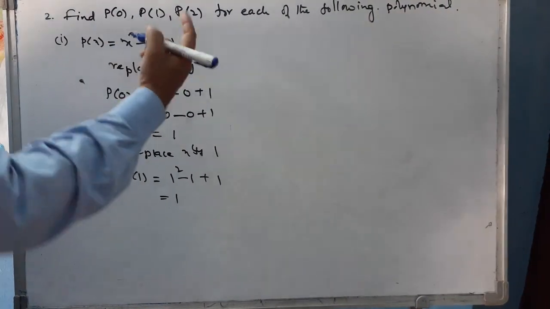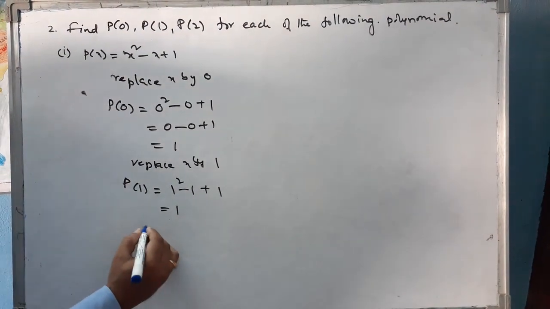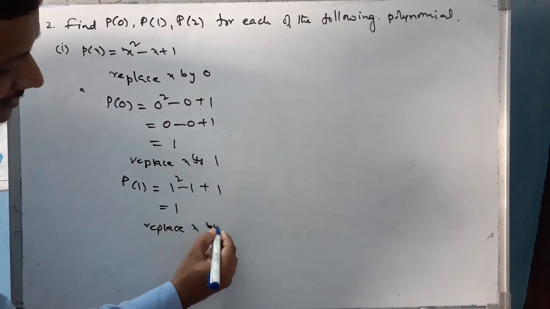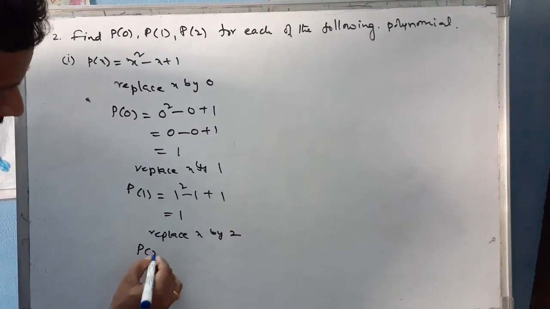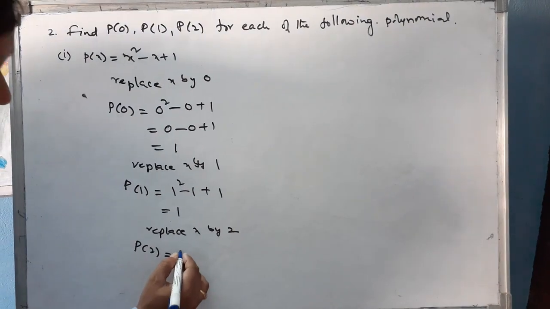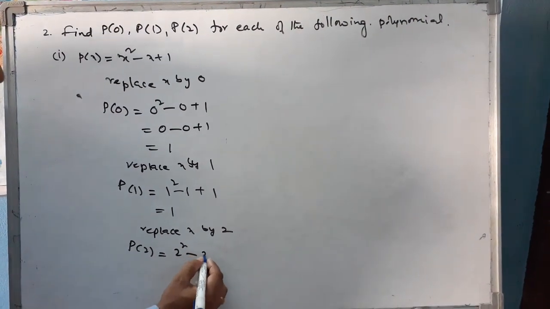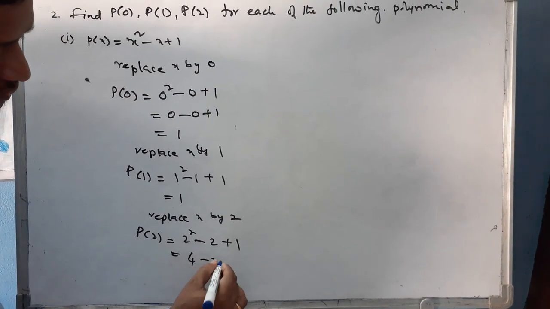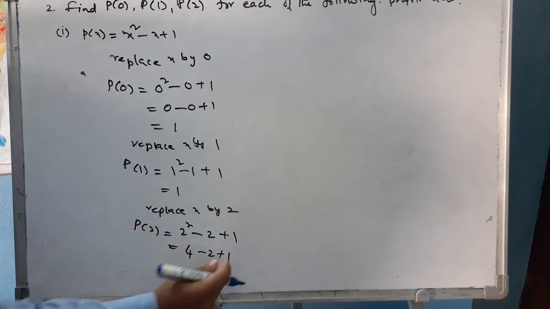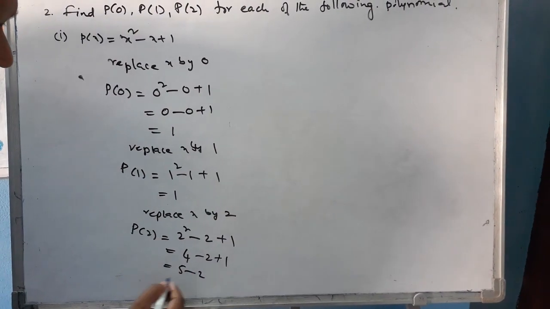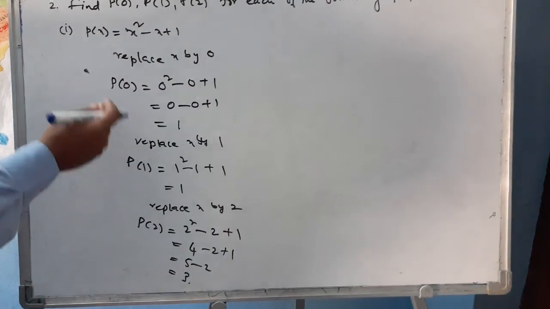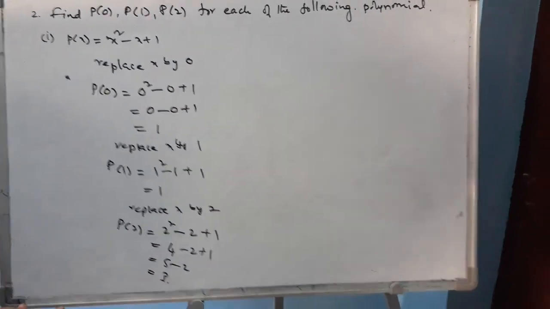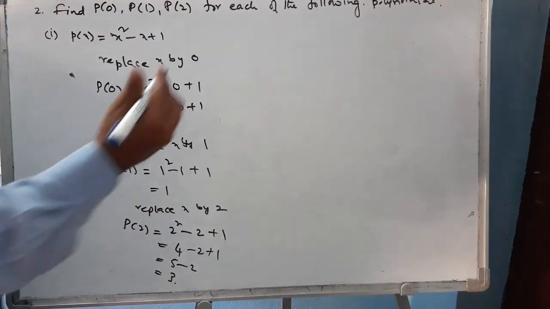Third one is p of 2. P of 2 means replace x by 2. So p of 2 is equal to, here x square means 2 square, minus x means minus 2 plus 1. 2 square means 4, minus 2 plus 1. 4 plus 1, 5. 5 minus 2, that is equal to 3. Here p of 0 equal to 1, p of 1 is equal to 1 and p of 2 is equal to 3.